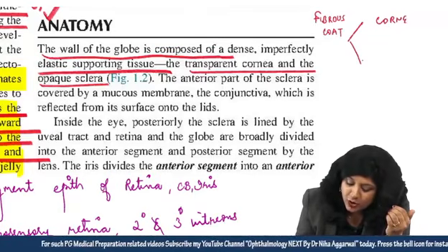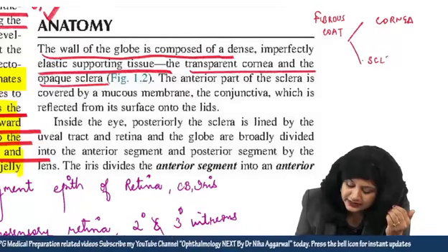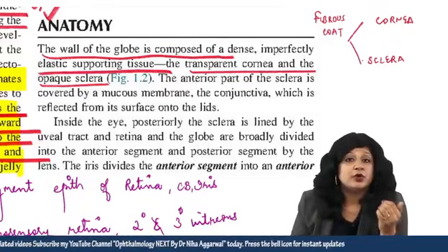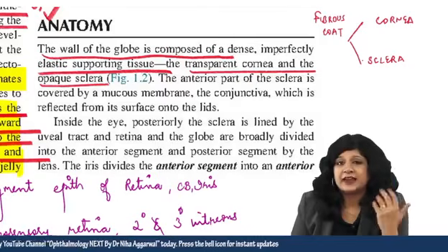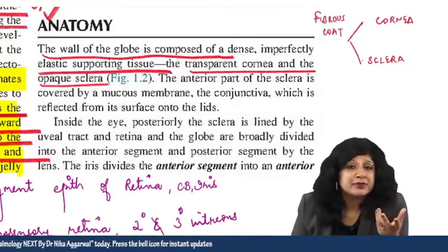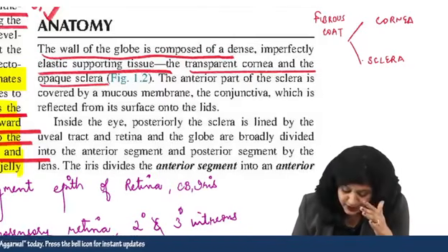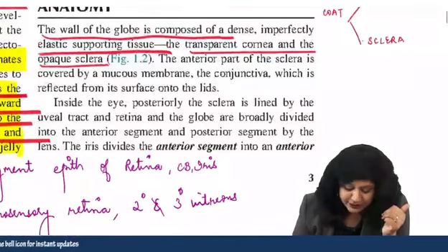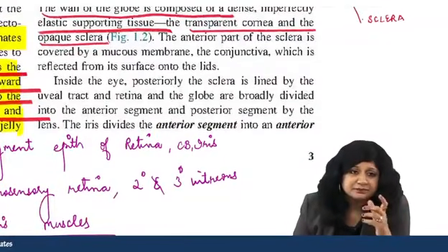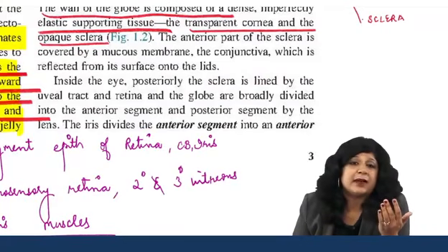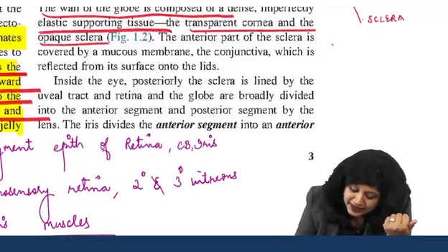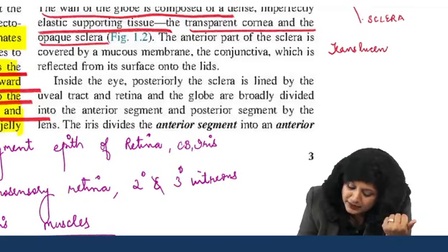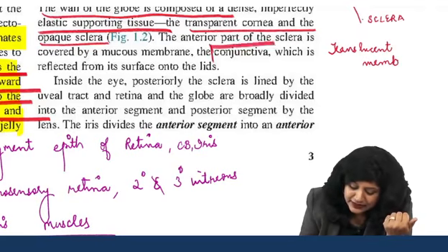One is your cornea and another is the sclera, and we all know that cornea is transparent, sclera is opaque. Both are parts of the fibrous tissue, but both are different. Now the anterior part of the sclera is covered by a membrane. That membrane is a translucent membrane, and that is nothing but the conjunctiva.